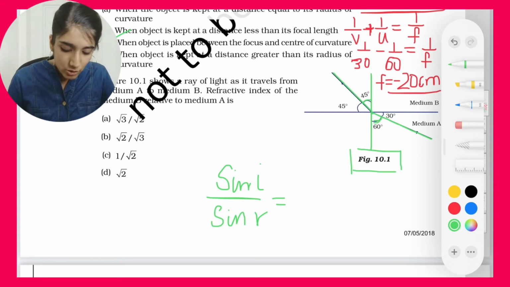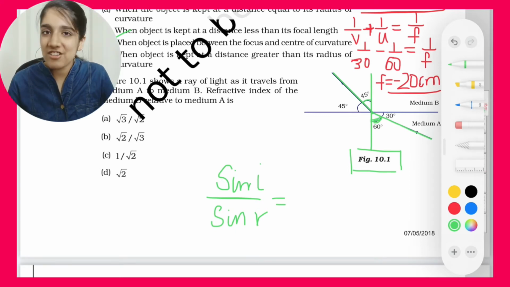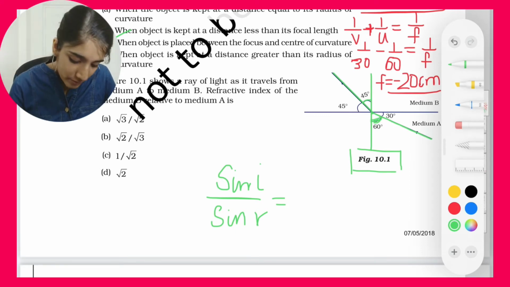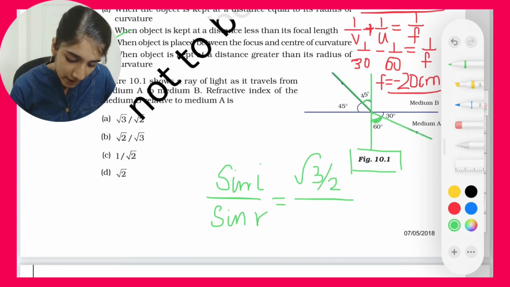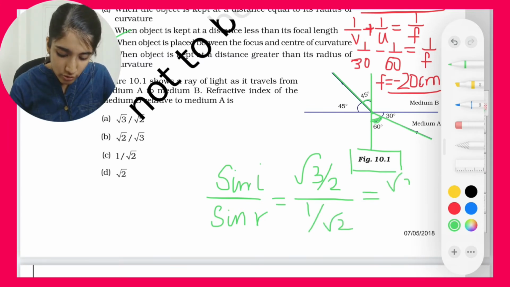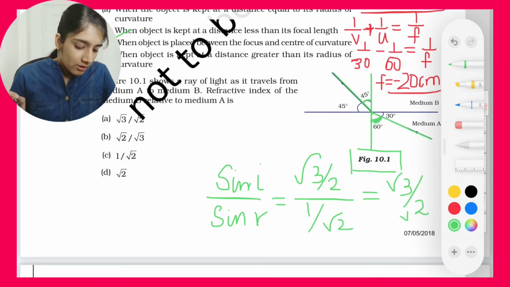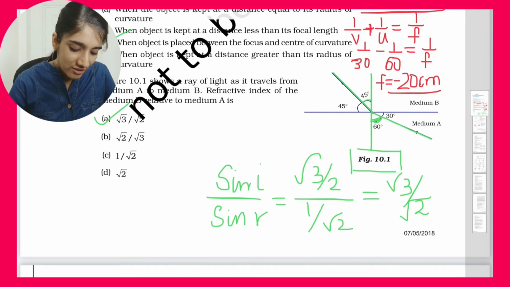So let's substitute the values. Here the incident angle is 60 degrees. So what is sine 60 degrees? Root 3 by 2. So root 3 by 2 by sine 45 degrees, which is 1 by root 2. Now if you simplify this, you will get answer as root 3 by root 2. Okay, so this is option number A. Now let's move forward with question 5.